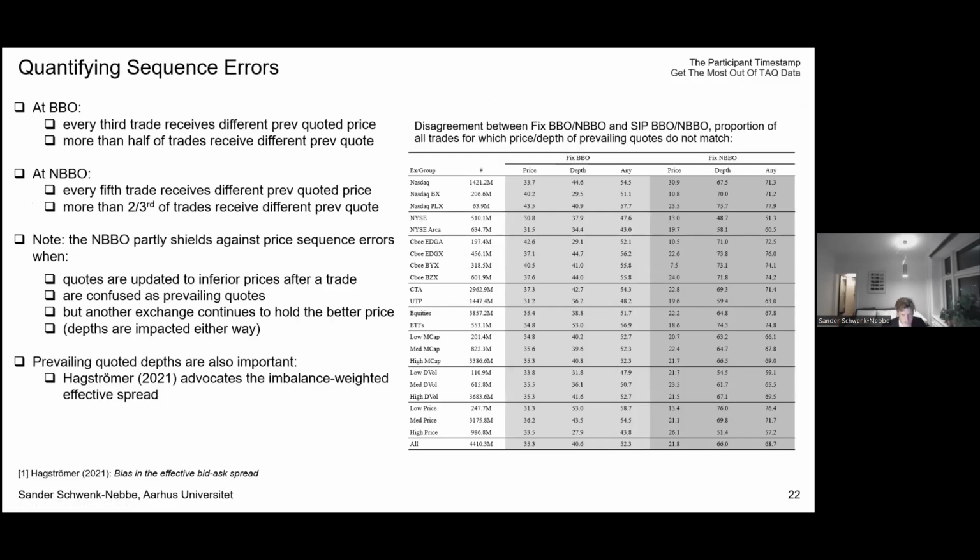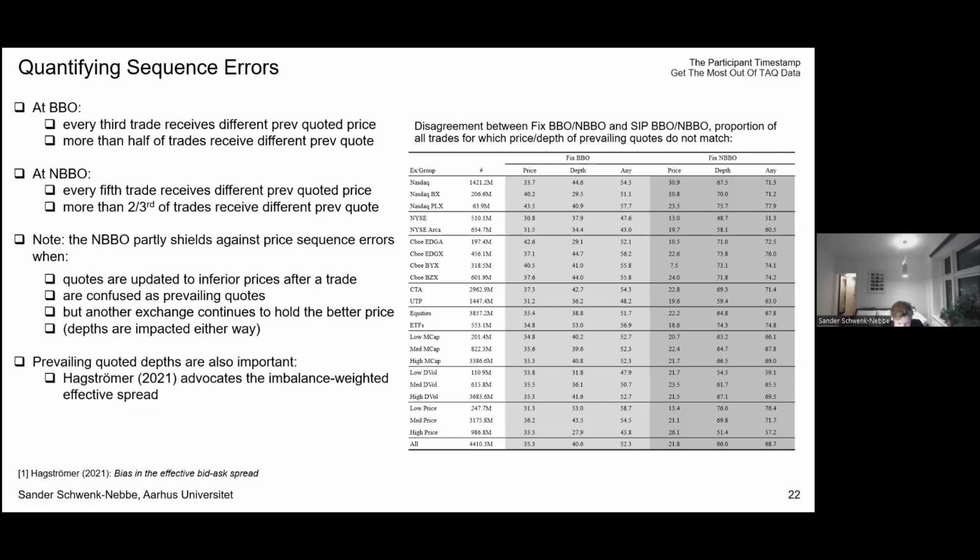So now let's take a look at how often the fix NBBO disagrees with the SIP NBBO. So the fix BBO here, we've basically just looked at that. And yeah, it's still a lot. It's about every third trade, or more than that actually, that receives a different prevailing quoted price if we use the fix BBO. If we then use the fix NBBO, there is still more than 20% of trades that receive an incorrect prevailing quoted price. So fix NBBO here is compared to SIP NBBO.